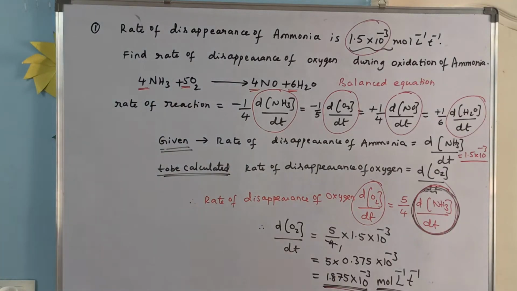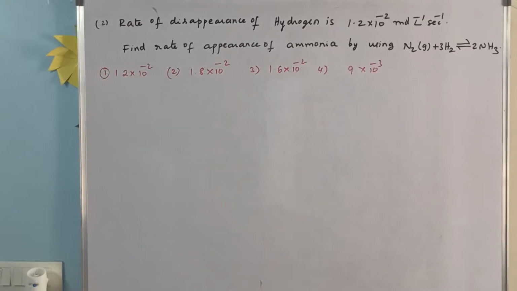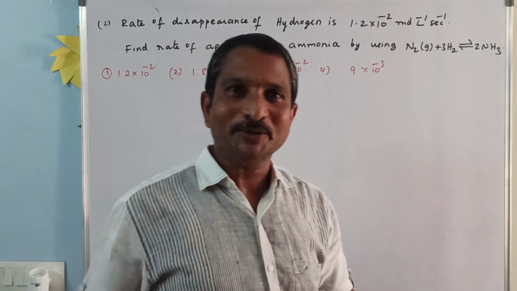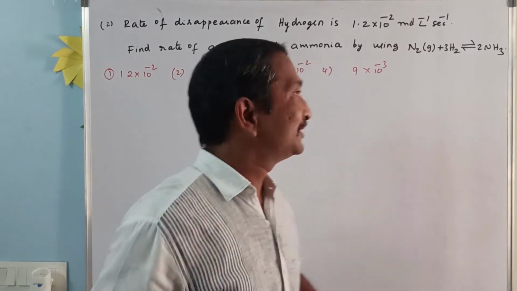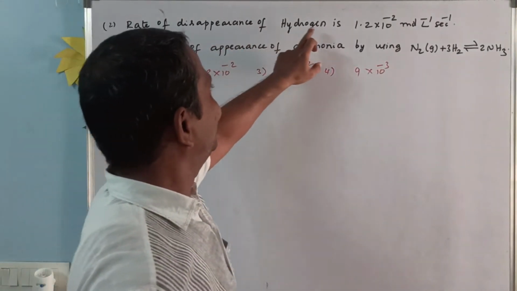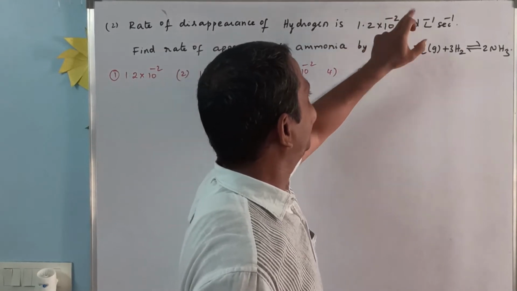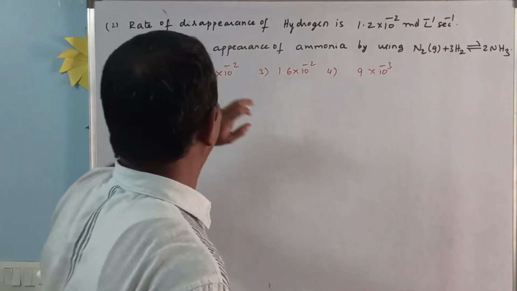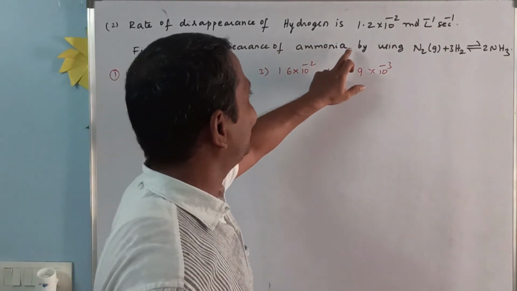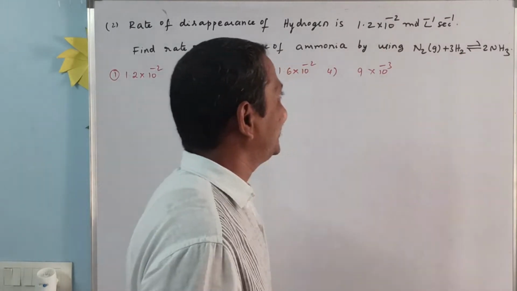I am going to write one more problem. I am going to solve another numerical problem. See, the rate of disappearance of hydrogen is 1.2 × 10 power minus 2 mole per litre per second. Find the rate of appearance of ammonia by using this relation.